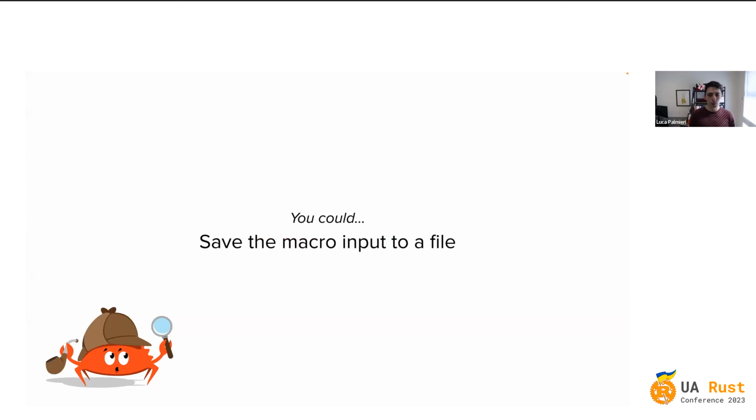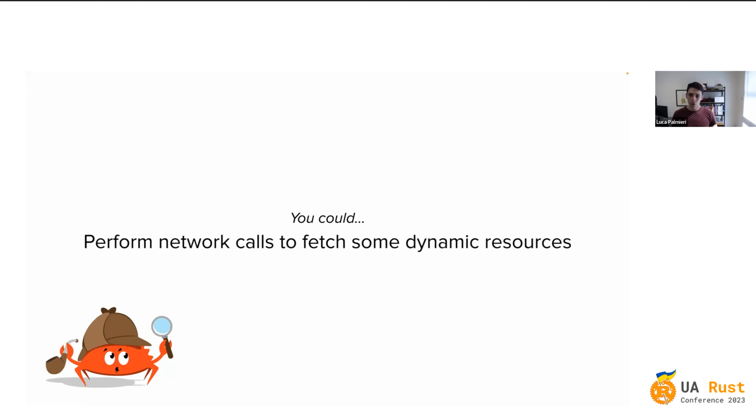For example, you could save the macro input to a file to be analyzed later. So this becomes a way to demarcate some specific spots in the code base, which then you can put all in one place and then do some post-processing. You could also do nastier things, such as performing network calls. An example of this is you could annotate all your queries with a macro, and then the macro could go and ask the database, is this query valid?